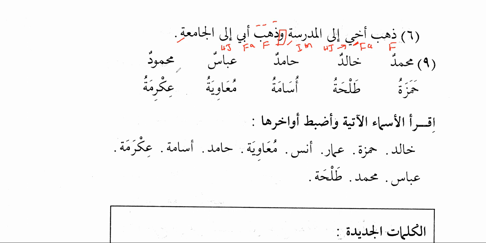In question number 9, Muhammadun, Khalidun, Hamidun, Abbasun, Mahmudun. These are all Arabic names and they have a Tanween Dhamma, right? All of them have a Tanween. And now here you see these names also come in Arabic, but they are not Arabic names. They are foreign names. How do the Arabs differentiate between an Arabic name and foreign names? Ajami, foreign means Ajami in Arabic. How do they differentiate between the Tanween and the single Haraka? This shows that these names are not Arabic names. They are all foreign names.